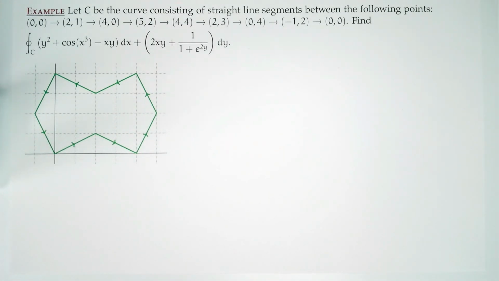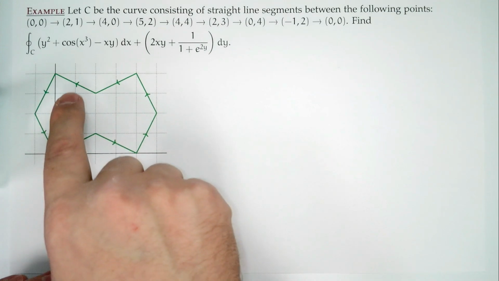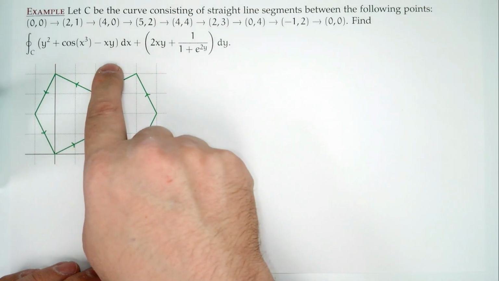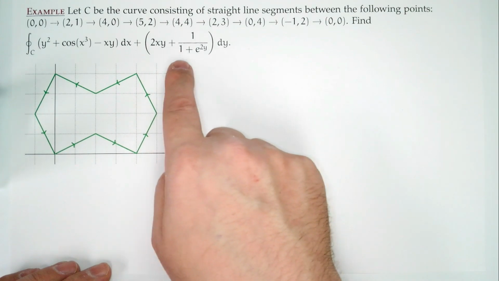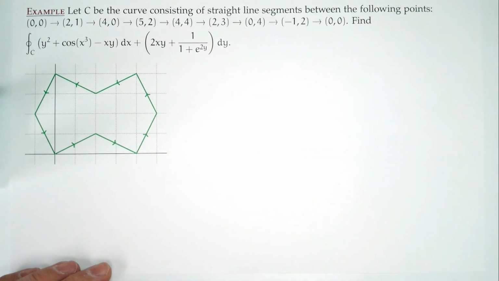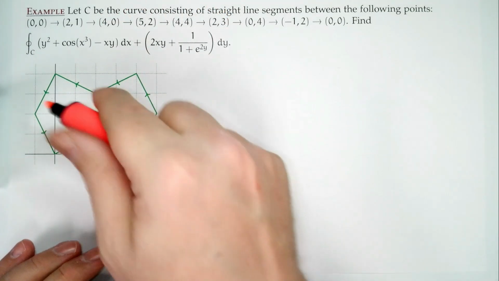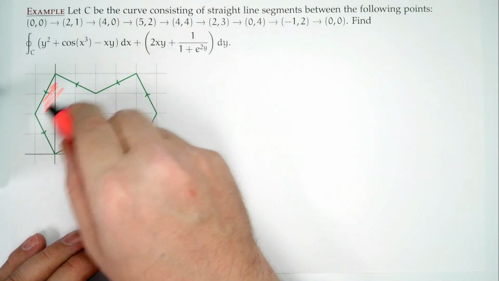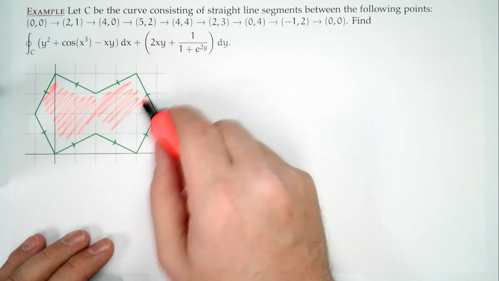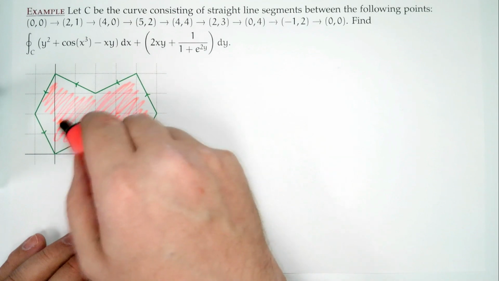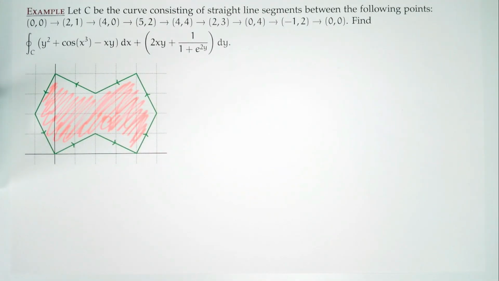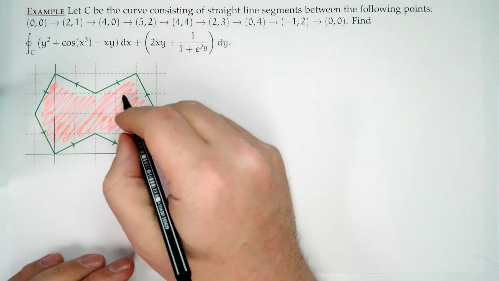Nice. Okay, so we can find the following. We find the integral on this closed curve of (y squared plus cosine of x cubed minus xy) dx, plus (2xy plus 1 over 1 plus e to the 2y) dy. Now the idea is, if I'm faced with a closed curve and I see the integral of M dx plus N dy, I say, all right, really that closed curve is bounding a region. And so I look at my region. This region is a little bit of a strange shape, but it's a shape. All right, so here's our region, and we'll call it R for region.